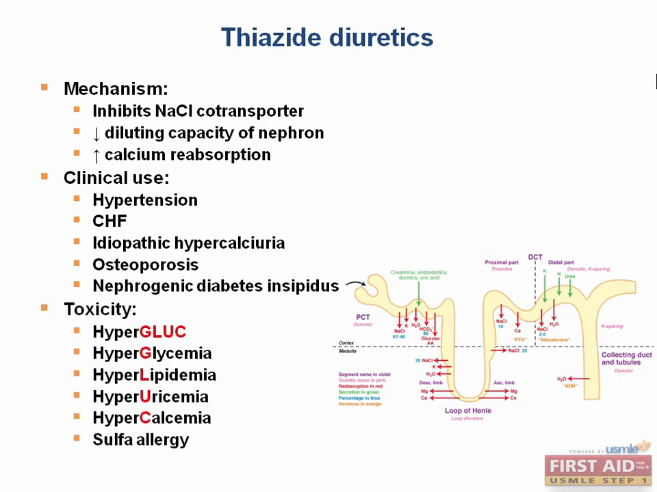The important toxicities that thiazides can cause can be remembered with the mnemonic hypergluc: hyperglycemia, hyperlipidemia, hyperuricemia, and hypercalcemia. Also, sulfa allergies because they're sulfa drugs.